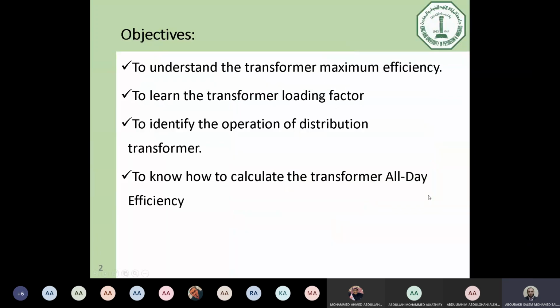The objectives of today's class are to understand the transformer maximum efficiency conditions, to learn the loading factor of the transformer and its effect on the maximum efficiency and efficiency, to identify the operation of distribution transformer, and to know how to calculate transformer all-day efficiency. And besides, if we have time, we will discuss the auto transformer.